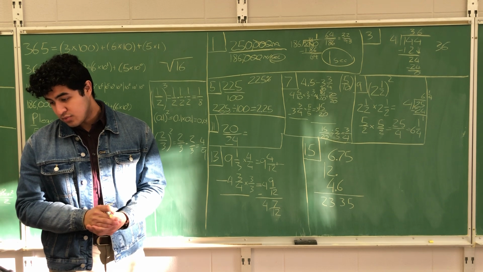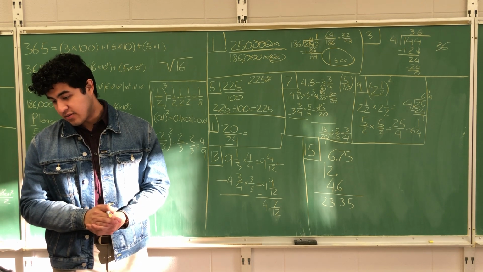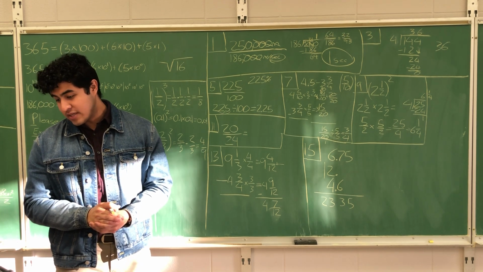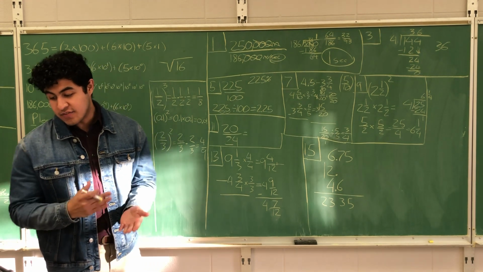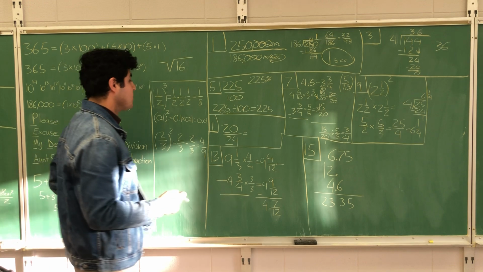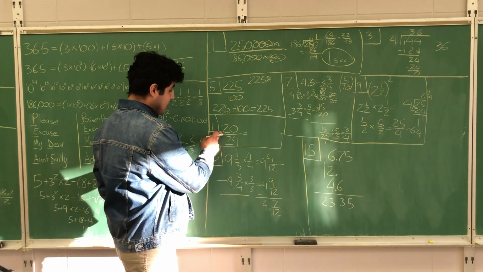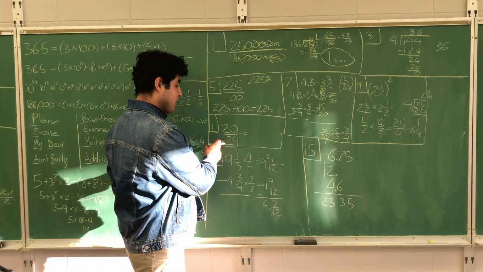What fraction of the members? Oh, I read that wrong, I'm sorry. 20 of the 24 members voted yes. What fraction of the members voted yes? Not no. Okay, so we've got 20 voted yes and 24 people voted.